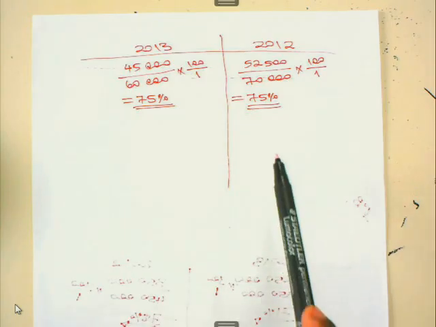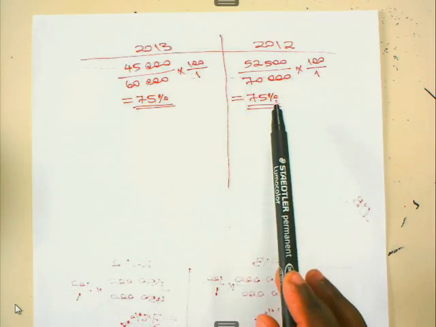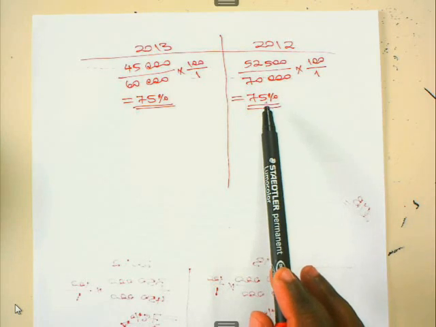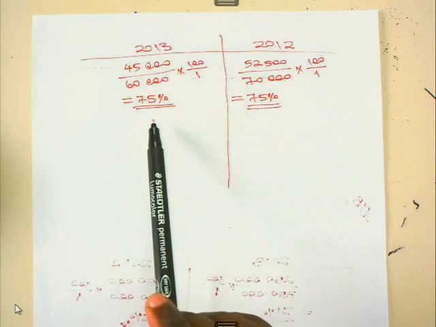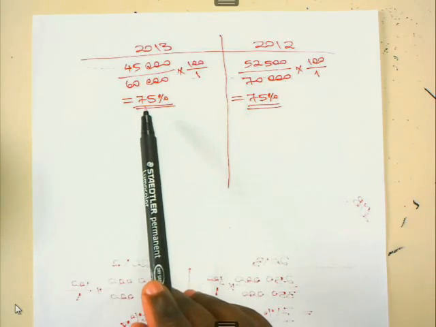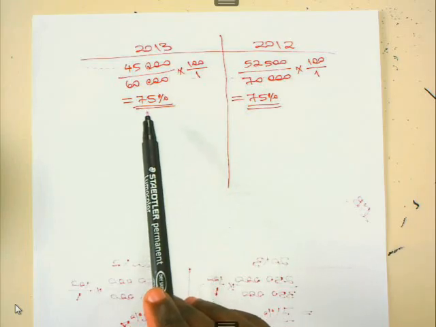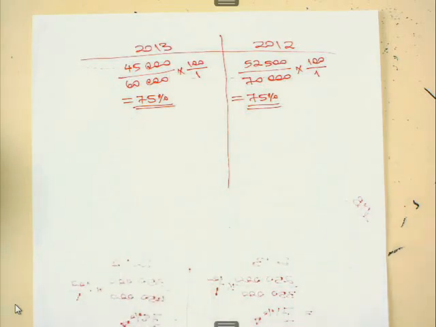Hence, what we got as a gross profit on cost of sales was 75% in 2012, and what we are getting as gross profit on cost of sales is 75% in the current year. I hope we understand each other.